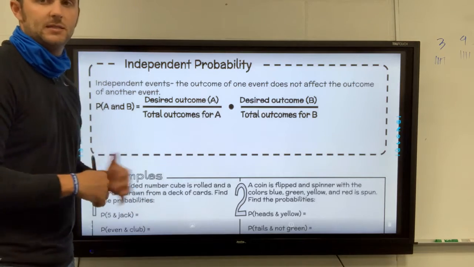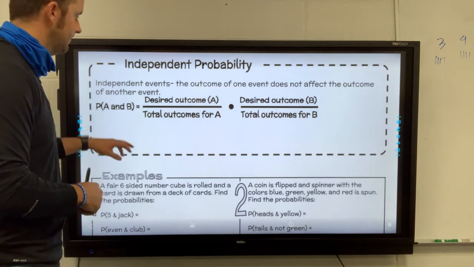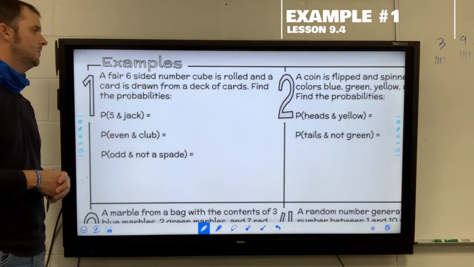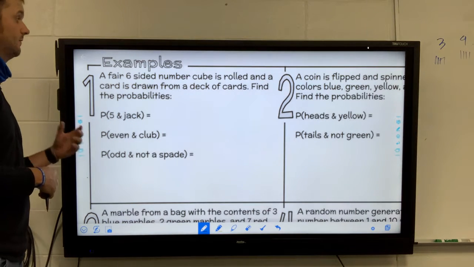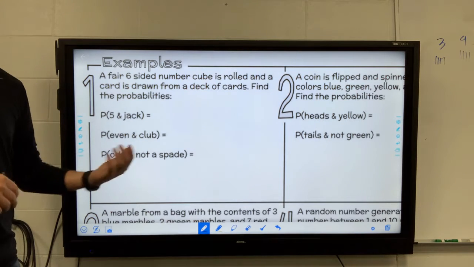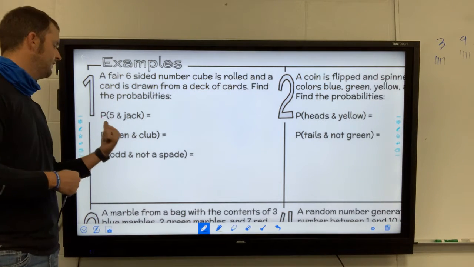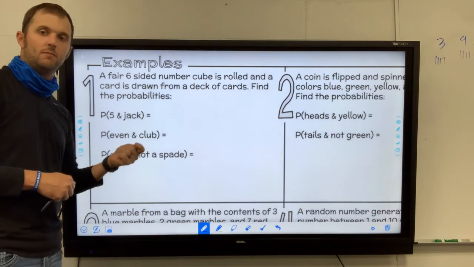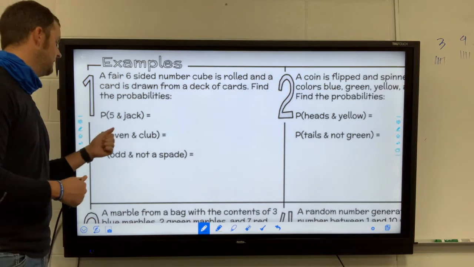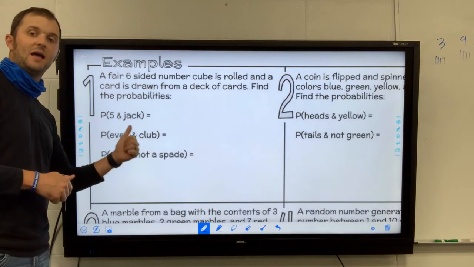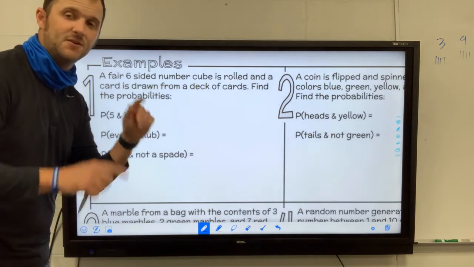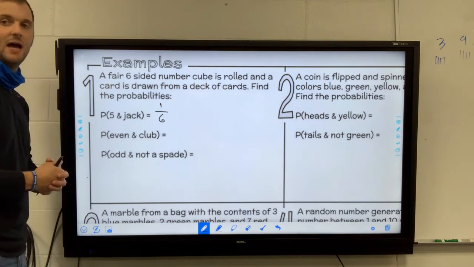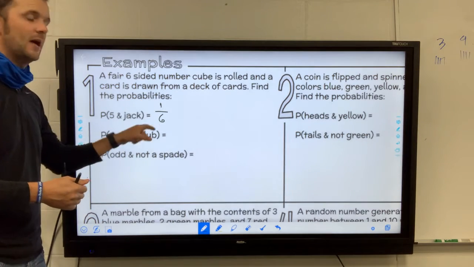So here we go. Let's take this idea and apply it to our examples. The first thing I'm looking at is example number 1, and it says, a fair six-sided number cube is rolled and a card is drawn from a deck of cards. We need to find the following probabilities, okay? The first one says, we need to find the probability of rolling a number 5 and pulling out a jack from the deck of cards, okay? So I know that the probability of me rolling a 5, there's only one 5 on a die. There's 6 sides on a die, so there's only one 5, and there's 6 total options on that die. So the probability of me rolling a 5 is gonna be 1 out of 6.